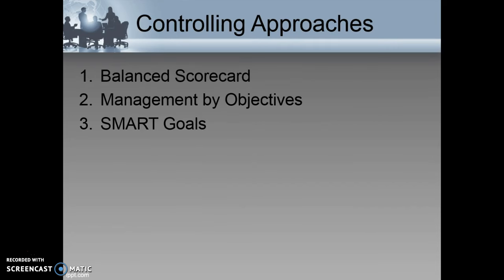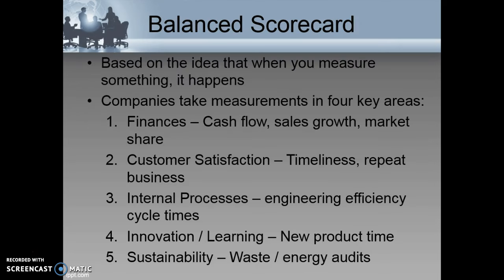Now there's three different approaches that we have to controlling in general. There's the balanced scorecard, management by objectives, and SMART goals. Balanced scorecard is based on the idea that when you measure something, that something happens. Okay? For example, if I record the number of customers that you've served over a period of time, you're going to serve more customers. If I'm going to take your attendance and mark you on your attendance in my class, then you're more likely to come more consistently to class.